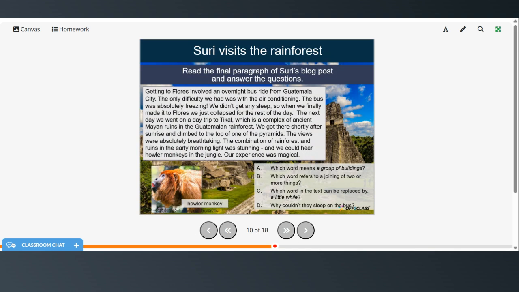Now read the final paragraph of Suri's blog post and answer the questions. You can pause the video and read on your own, or you can follow along as I read.